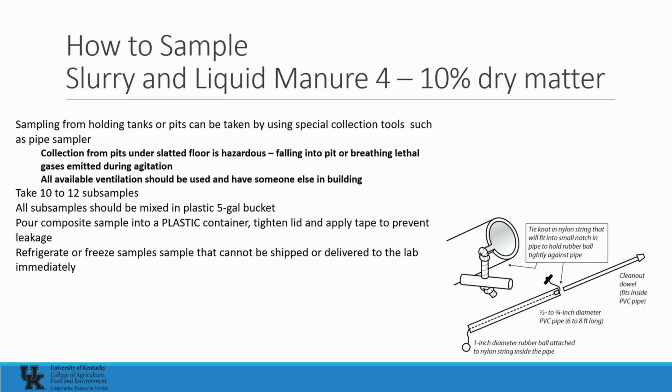So I don't always recommend this, but some people would like to do this. But I think there are other ways where we can just grab it while we're land applying and just go from there. So basically, just like with our solid manure, we're going to take 10 to 12 subsamples, and all the subsamples should be mixed in a plastic 5-gallon bucket, and then we're going to mix those up very well, put them in a plastic container.